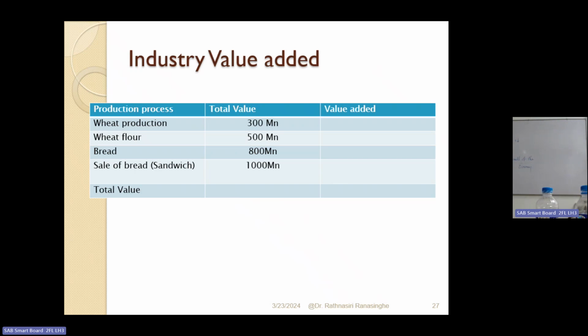One input becomes the input of the other process, so we include the intermediate products also. If we take the 2,600 value and add it to the national income, there will be a double counting error. We overestimate the national income. Therefore, what is the method? We have to take the value addition for the final product.